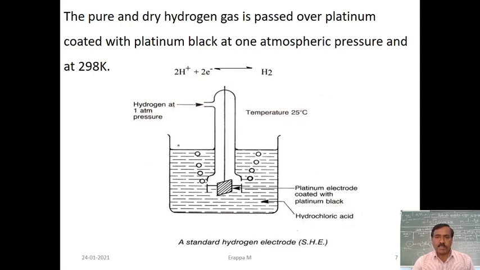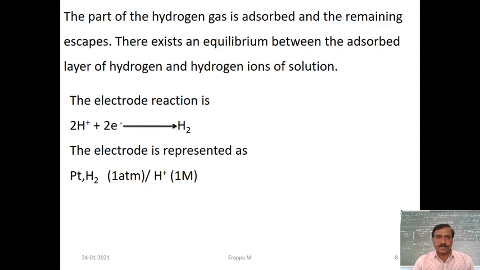The electrode reaction is 2H+ taking up 2 electrons to form hydrogen, H2. Hydrogen gas is passed at 1 atmospheric pressure. Part of the hydrogen gas is absorbed by the electrode and the remaining escapes. There exists an equilibrium between the absorbed layer of hydrogen and the hydrogen ions of the solution. The electrode reaction is 2H+ + 2e- gives H2.